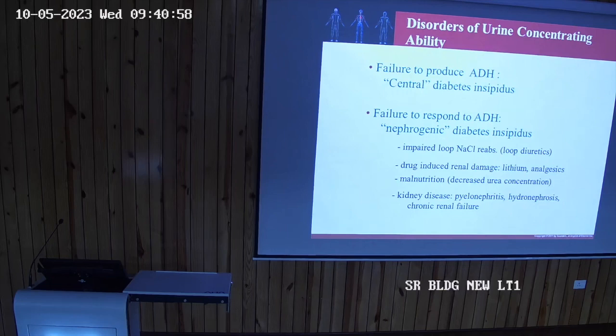So diabetes insipidus has 2 types. Okay, central. Why are we calling it central diabetes insipidus? It is involving the central nervous system. Clear? So there will be hyposecretion of ADH.